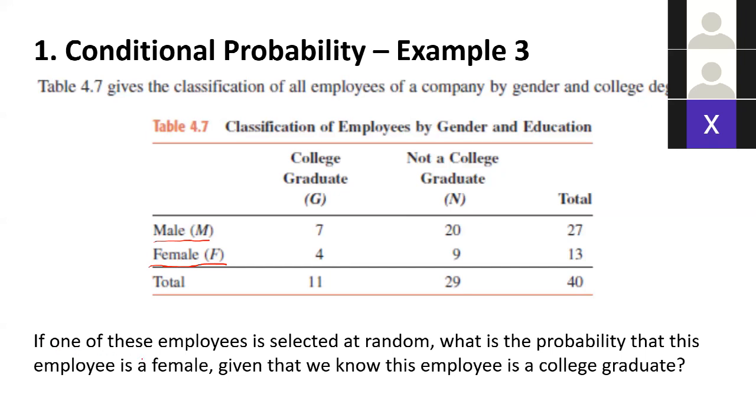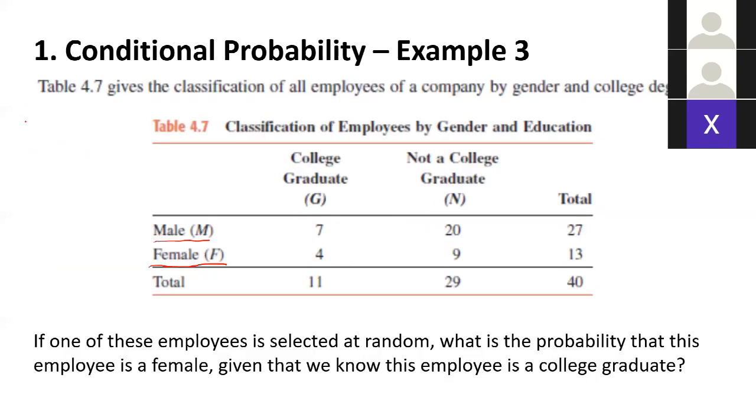If one of these employees is selected at random, the question is, what is the probability that this employee is a female, given that we know this employee is a college graduate? I'll leave you 3 minutes to think about this question. Okay, I'll give you a hint.